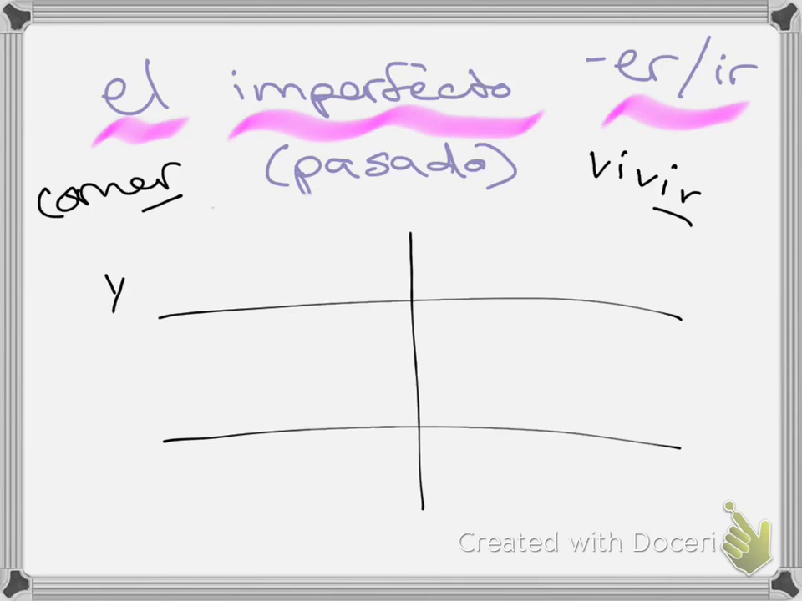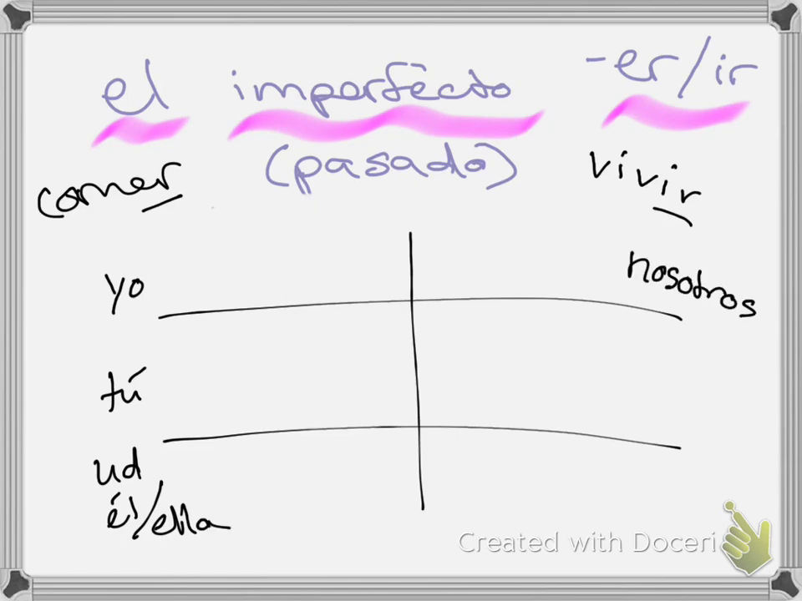All right, we have our subjects, yo, tú, usted, él, ella. We have nosotros. Sorry about the sound of the stylus. I'm back to my Apple Pencil, and it's very loud. I forgot my other stylus at home. And I'm on the road today. Our last one is ustedes, ellos, and ellas.